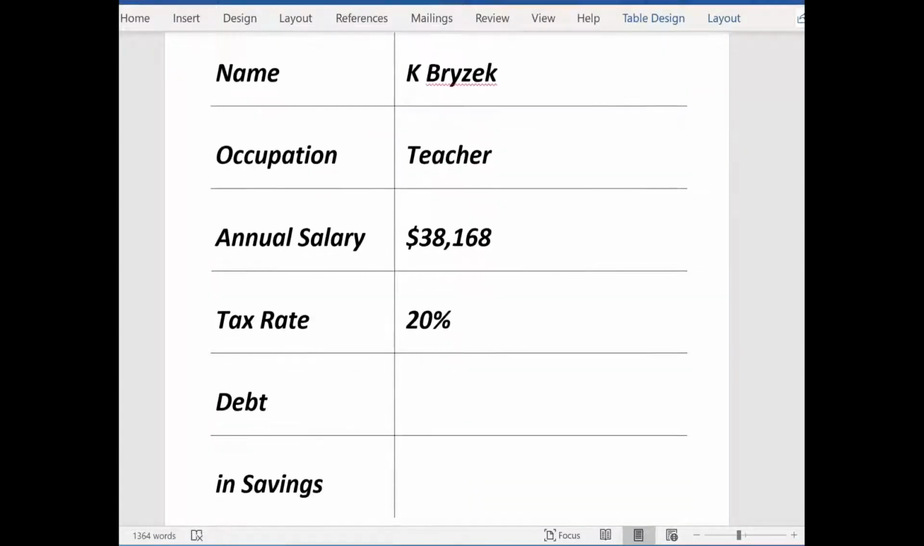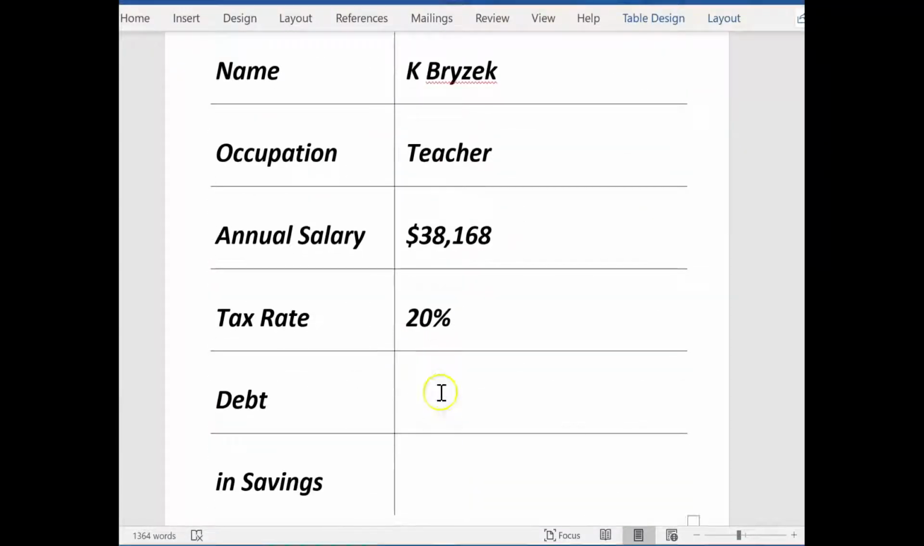As far as the other things, debt, we're not going to do that because I didn't have you do that. Put an X through that. We're not going to do it.